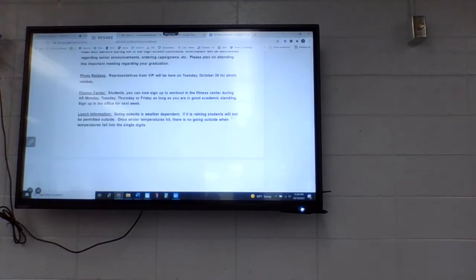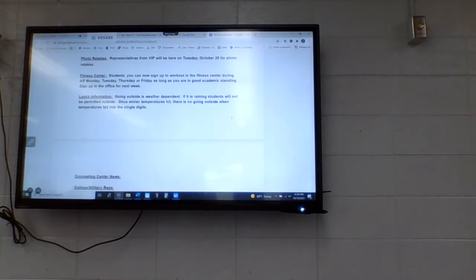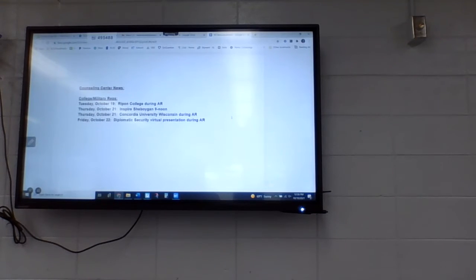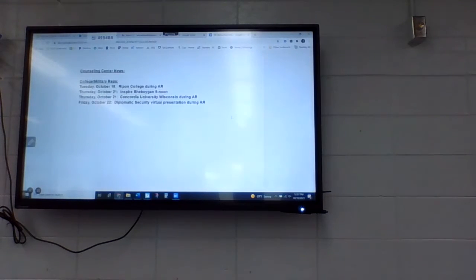Tuesday, representatives from VIP will be here for photo retakes. Remember that you can sign up to work out in the fitness center during AR every day but Wednesday, as long as you're in good academic standing. Sign up in the office for next week. And lunch, it's still nice outside, so you guys are all able to go. Thursday, there's a couple of different reps here. Inspire Sheboygan, 9 to noon, Concordia during AR. And then on Friday, again, if you're interested in jobs with the Department of State, diplomatic security, there's going to be a presentation about that.